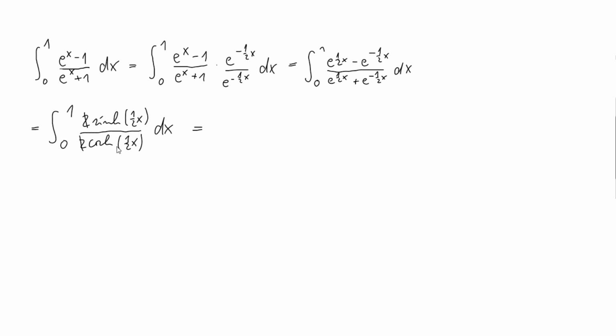So the function we want to substitute is cosh(x/2). I will write it here. I will call it phi of x. We want it to be cosh(x/2). So we know that phi prime then equals 1/2 times sinh(x/2).